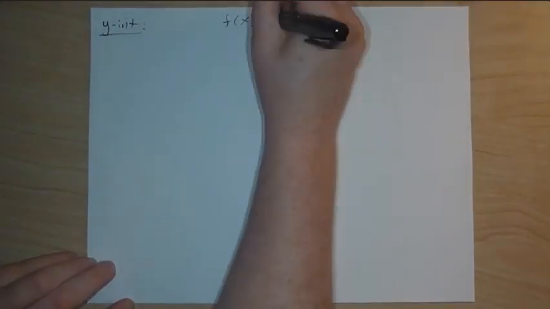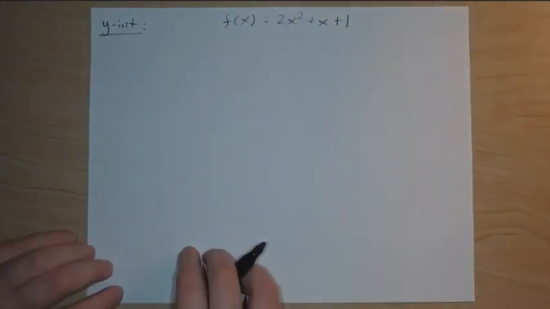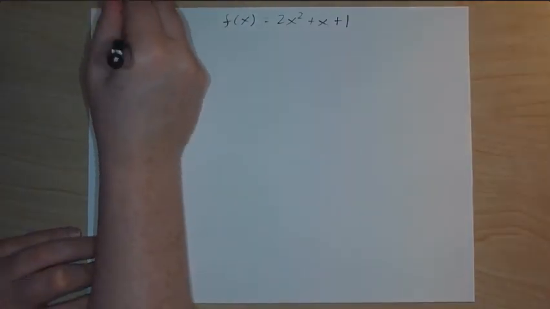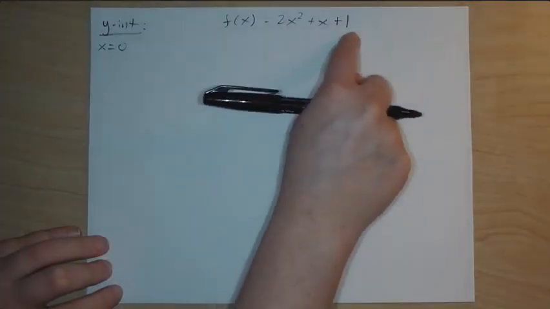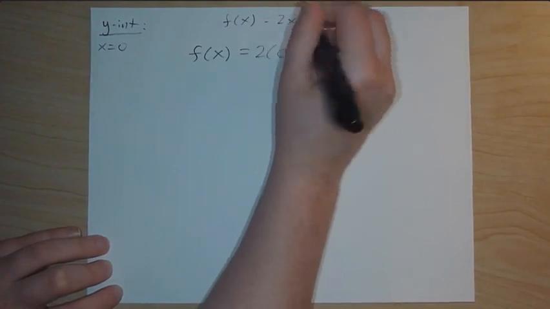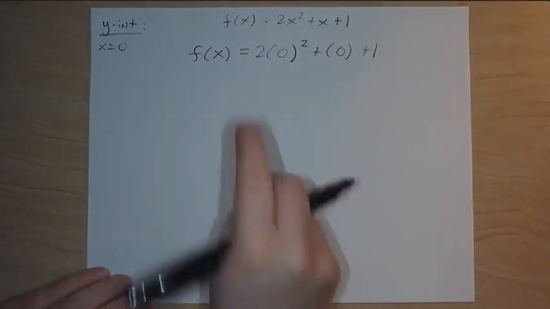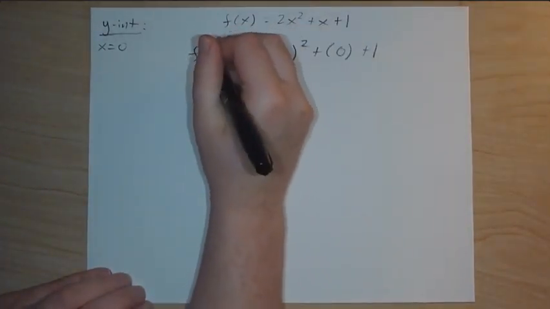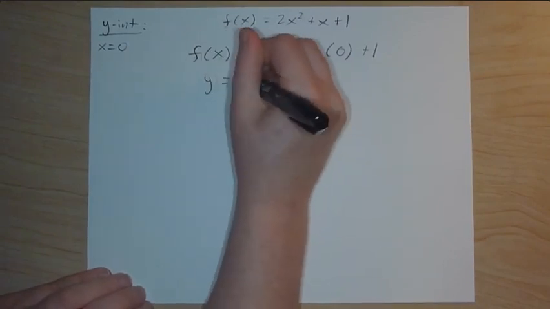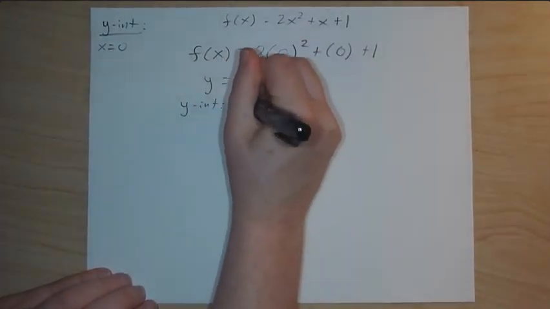So moving on, we want to find the y-intercept as well as the range. I'm going to rewrite the function one more time, 2x squared plus x plus 1. So our y-intercept happens when x is equal to 0. So we're going to plug in 0 for all of our x's here. So we have f of x is equal to 2 times 0 squared plus 0 plus 1. This term and this term will go to 0. So we're just left with f of x, which is also y. y is equal to 1. So our y-intercept is the point 0, 1.